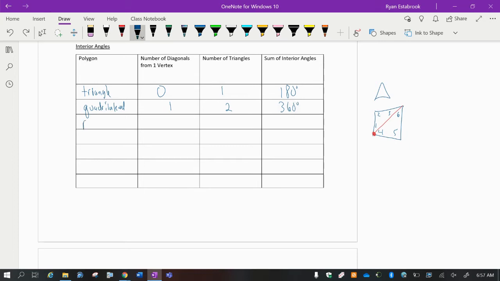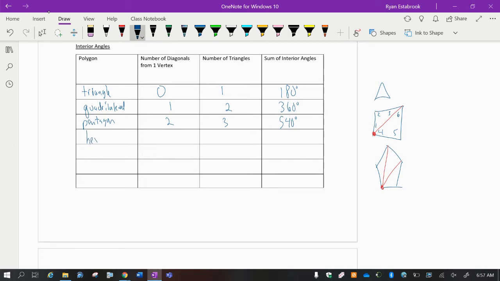All right, on to our next shape, which is the pentagon. If I take my pentagon from any one vertex, I'll pick this one, I can draw 2 diagonals, which create 3 triangles. 3 times 180 gives us 540 degrees.